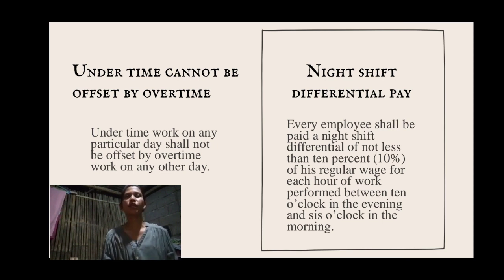Next is the night shift differential pay. Every employee shall be paid a night shift differential of not less than 10% of his regular wage for each hour of work performed between 10 o'clock in the evening and 6 o'clock in the morning. So for example, an employee who works the night shift at a manufacturing plant: the normal working hours for the day shift are from 8 a.m. to 5 p.m. However, the night shift starts at 10 p.m. and ends at 7 a.m. the following day.